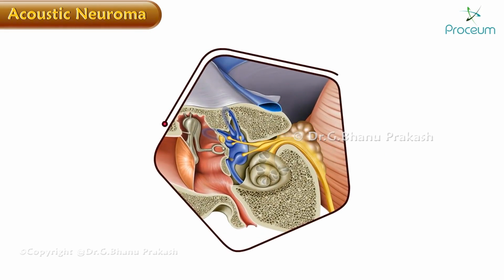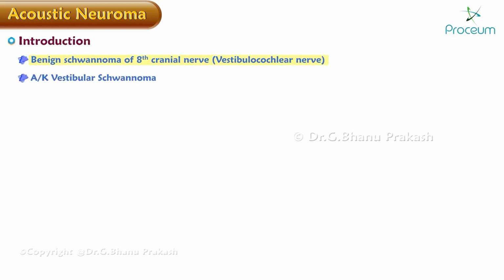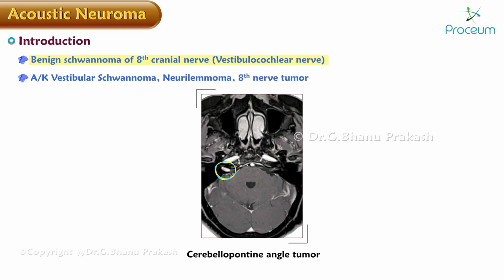Acoustic Neuroma. Introduction. It's a benign schwannoma of the 8th cranial nerve, which is the vestibulocochlear nerve. It's also known as vestibular schwannoma, neurilemmoma, or an 8th nerve tumor. Acoustic neuroma is the most common cerebellopontine angle tumor, about 80%, and constitutes 10% of all brain tumors.